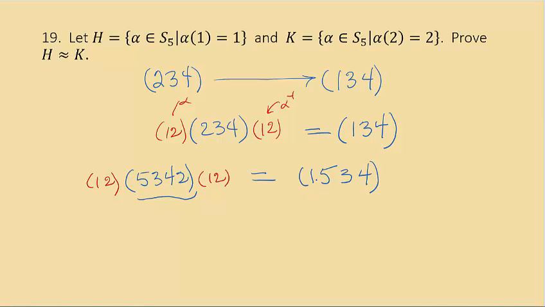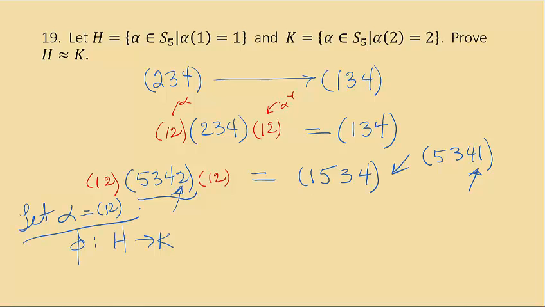I mean, the 1 is in the first position. This is the same thing as (5 3 4 1). So we see we've taken this one that fixed 1 and changed it into a permutation that fixes 2. So it looks like this is the mapping that we'll want. We're going to want to let phi take h to k. Oh, and let's formally name alpha equals (1 2).